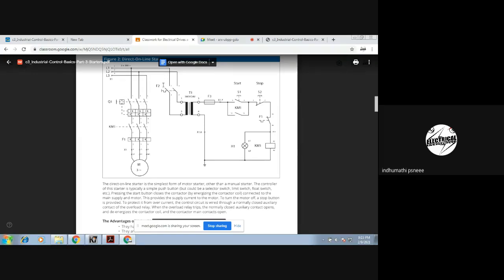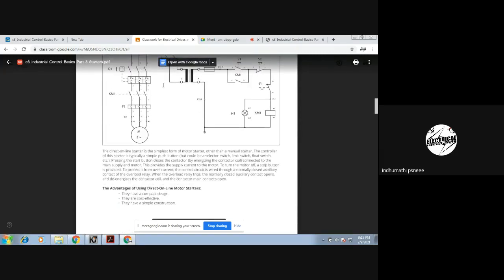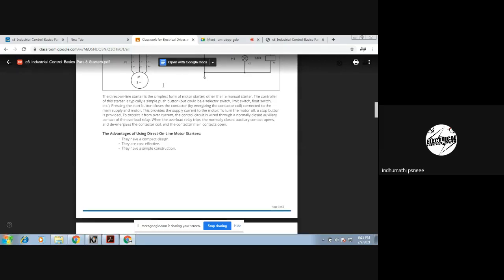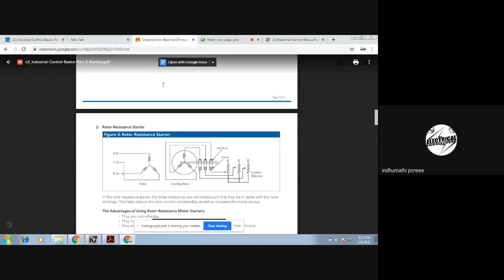That is the DOL starter. Next, the advantages of using a DOL starter are that it has a compact design, it is cost effective, and it has simple construction. These advantages we already know, because this is a very simple machine.